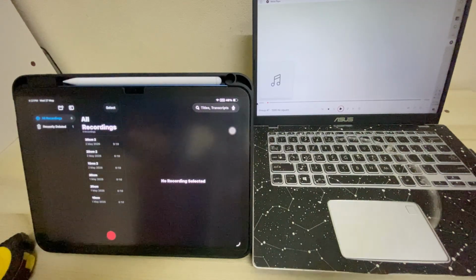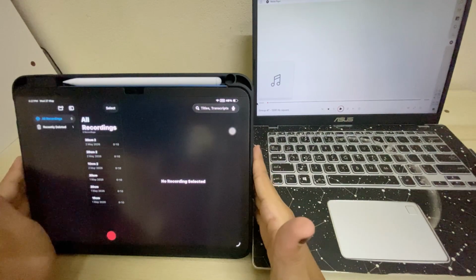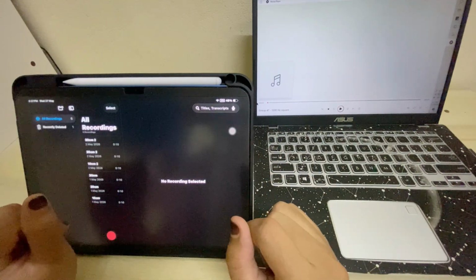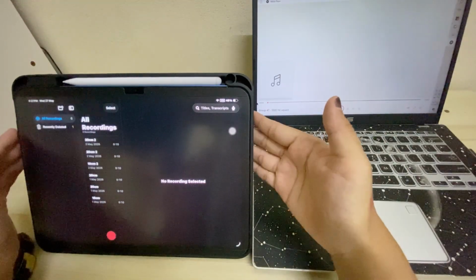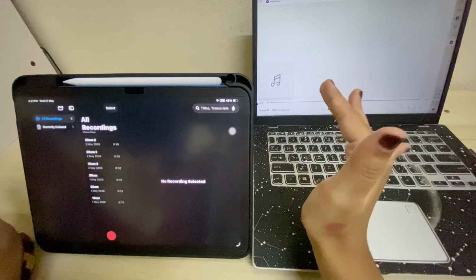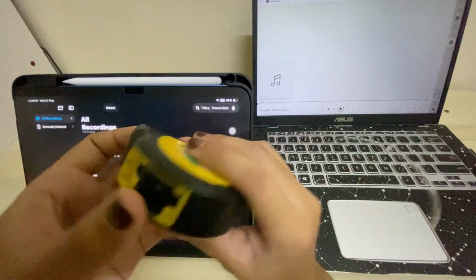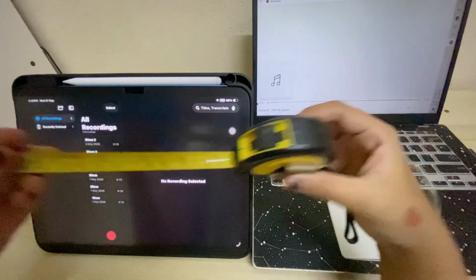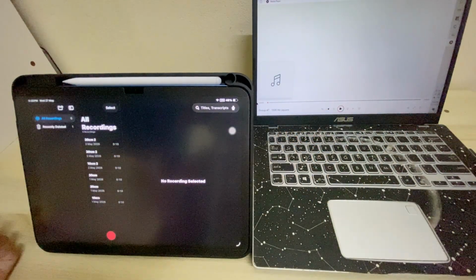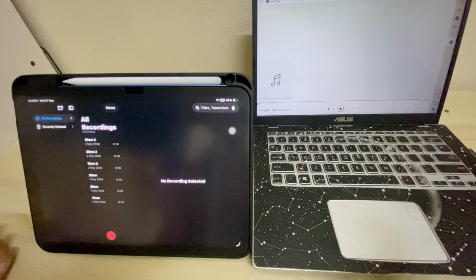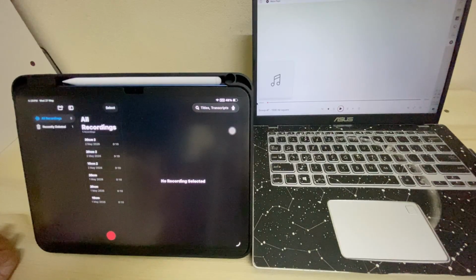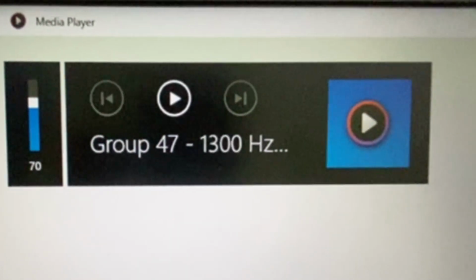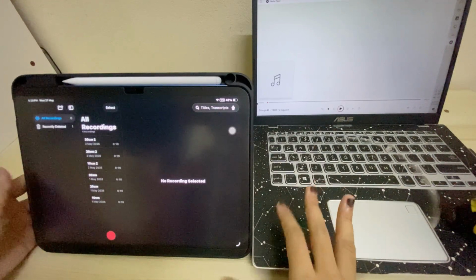Okay, now let me show you my experiment setup on my desk. On this desk, I'm using a laptop to play the sound, and I'm using my iPad to record the sound. After that, I use a long ruler to measure the distance. So I can play the sound at a constant volume level. I choose 7.